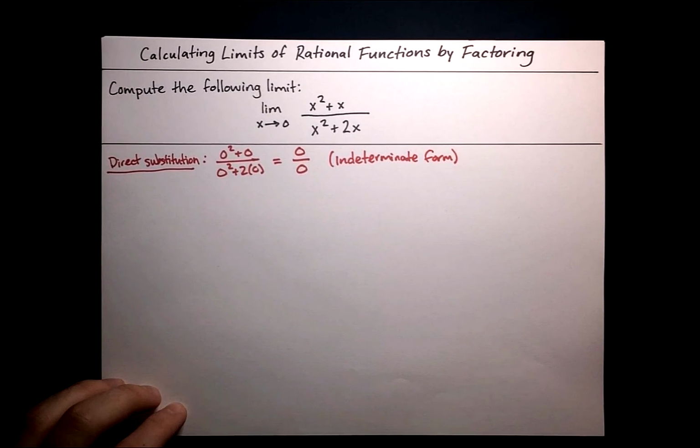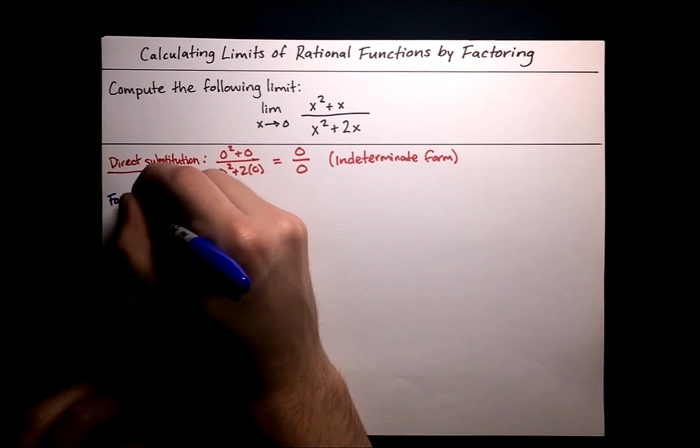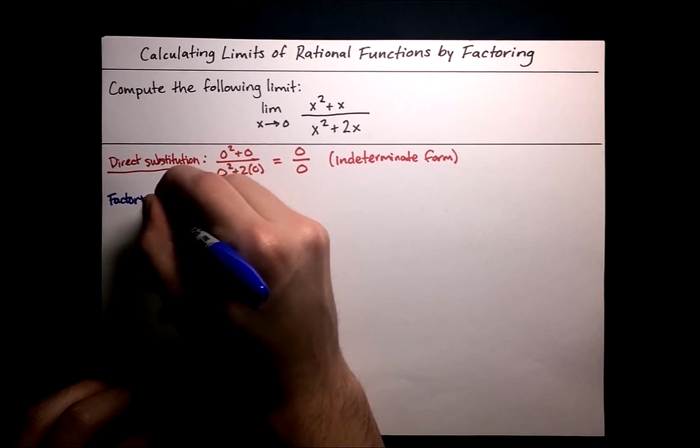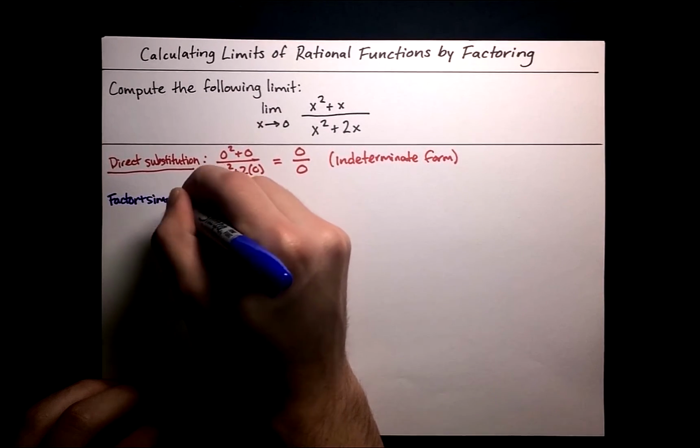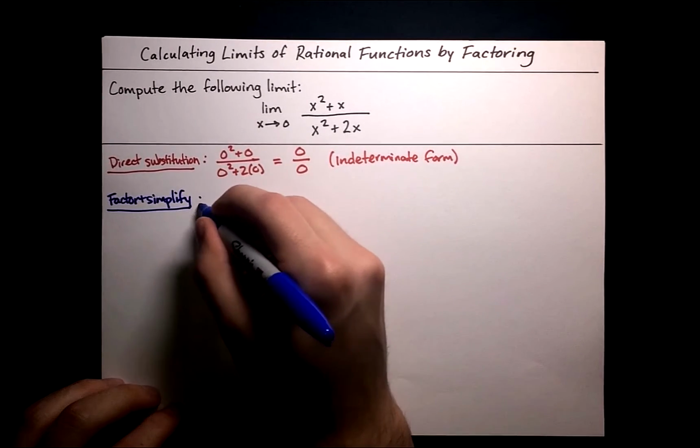Now for rational expressions, there's a way to remedy this problem. We can just factor the numerator and denominator and simplify. So let's write that down here. Factor and simplify. So why don't we go ahead and try that?